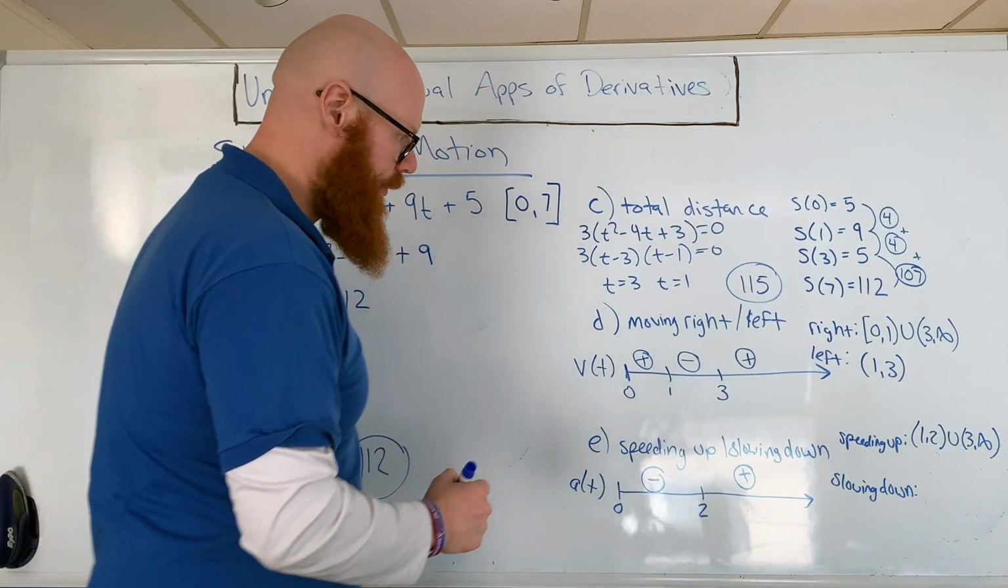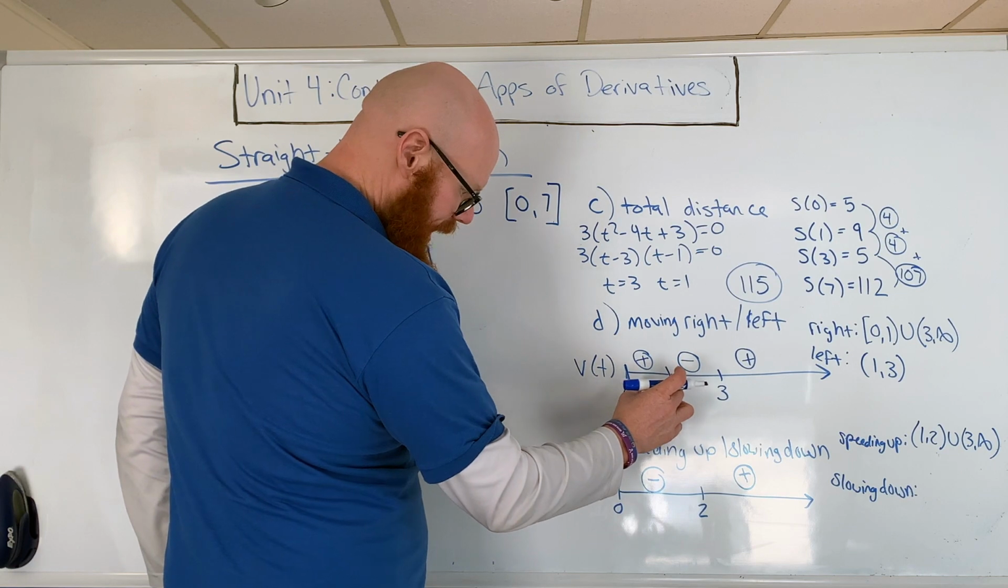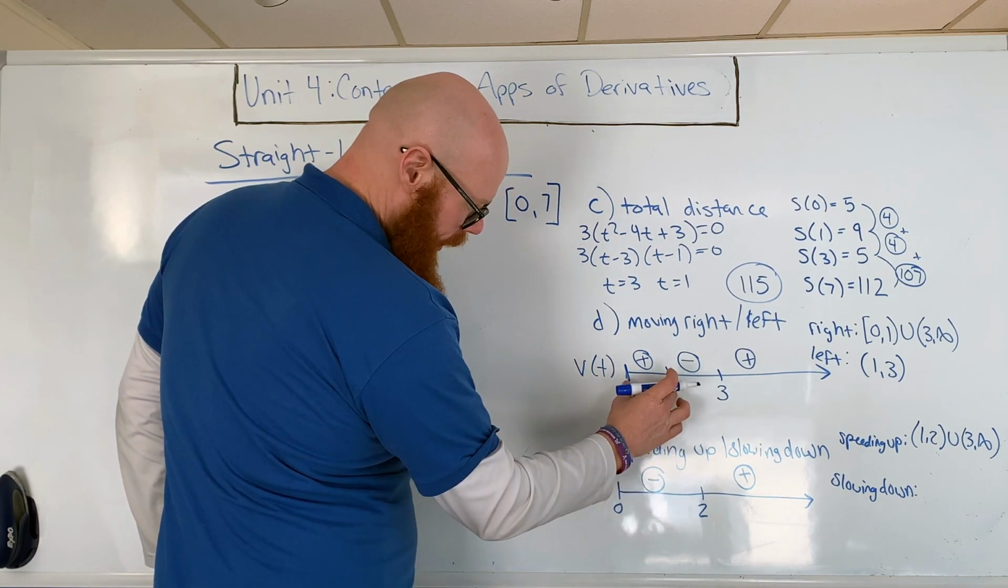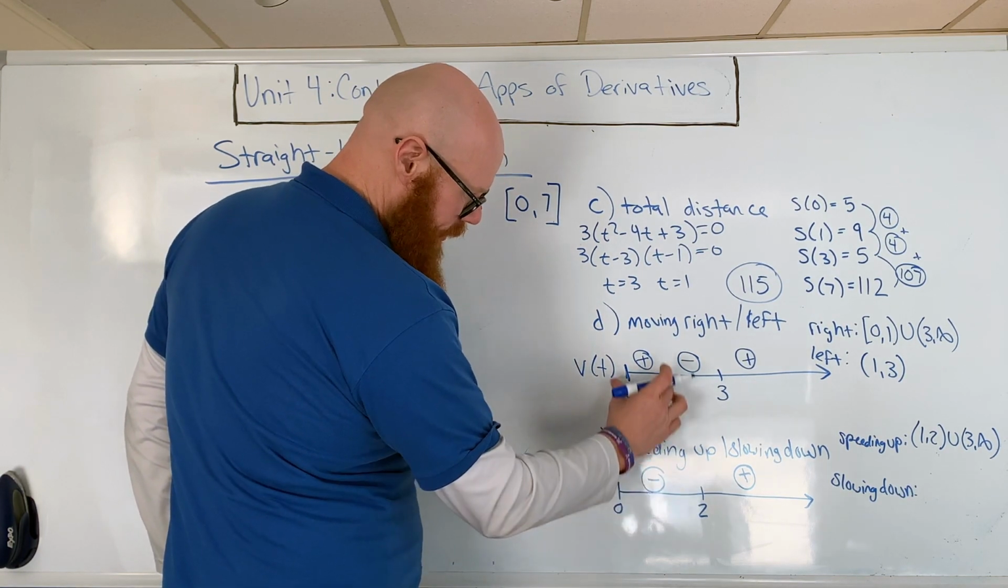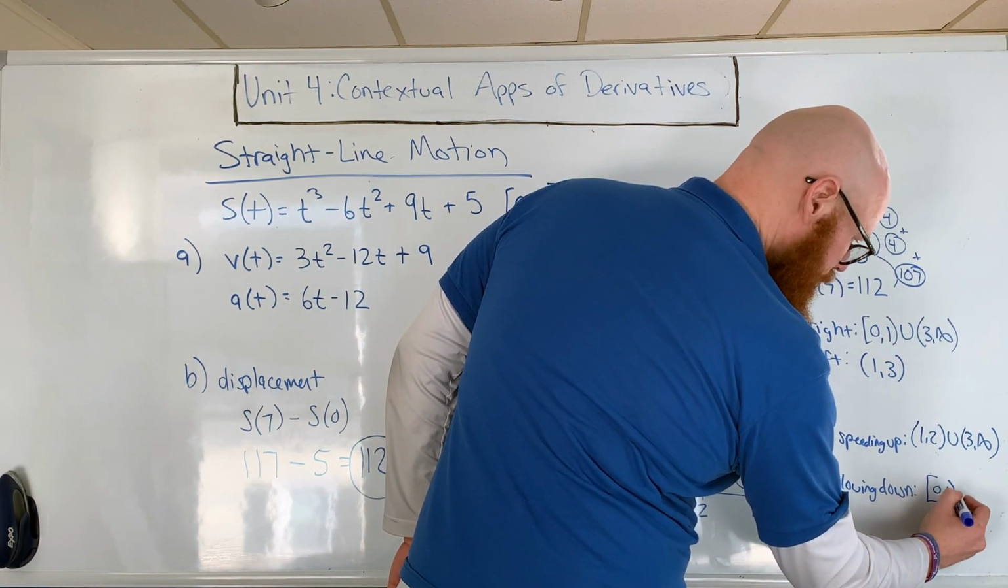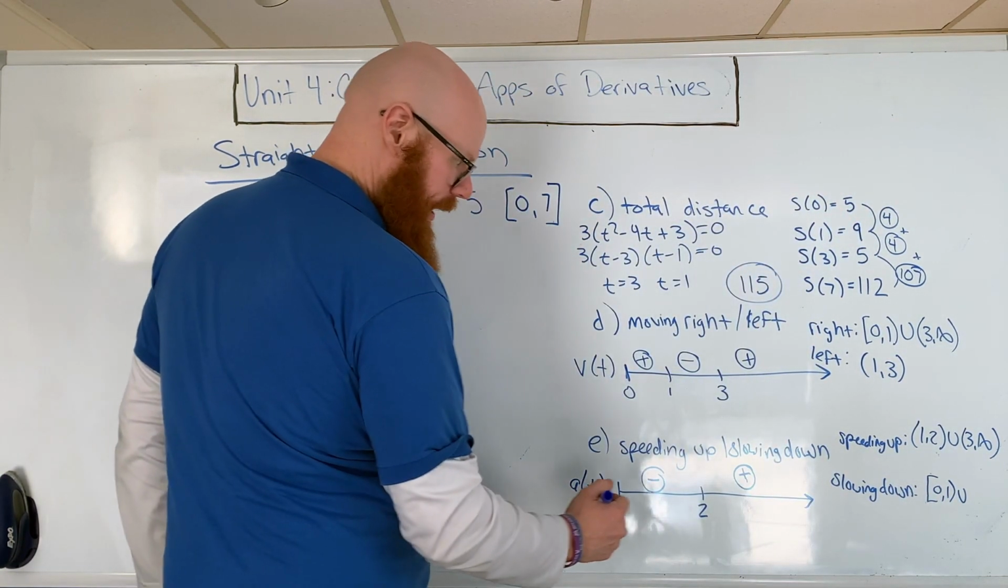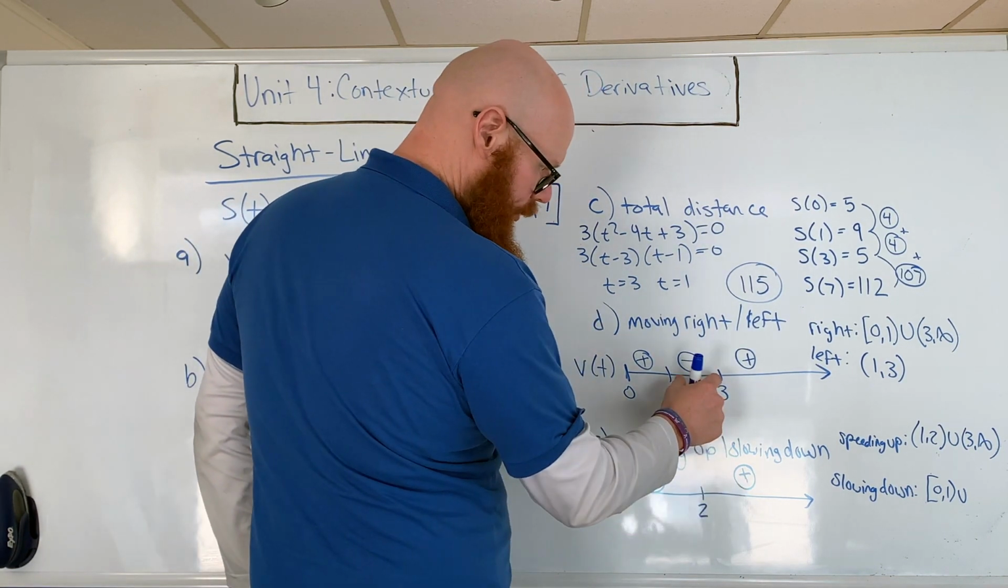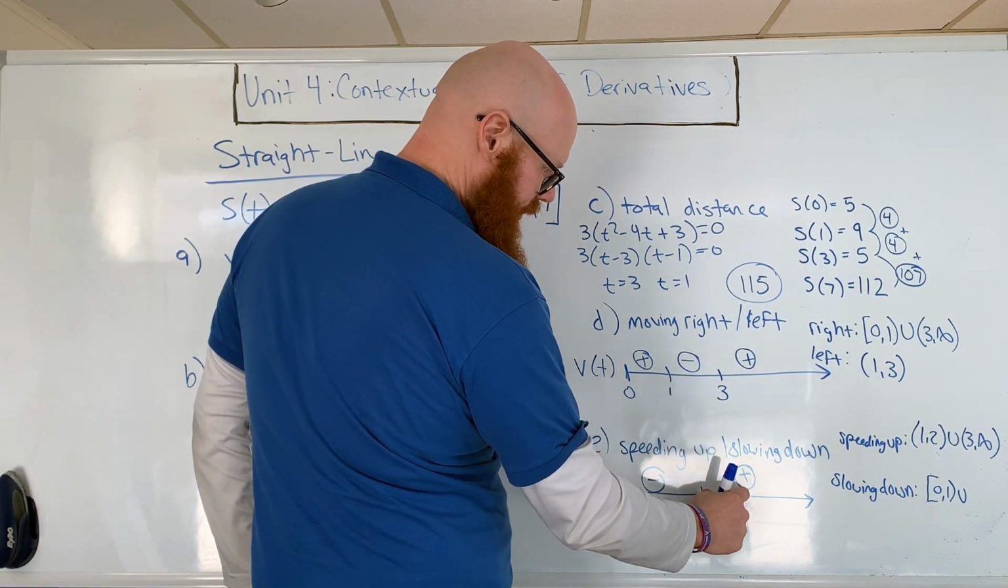And slowing down is where they have opposite signs. So that's going to happen from 0 to 1. We're going to have positive velocity, negative acceleration. And then again from 2 to 3, we're going to have negative velocity, positive acceleration.